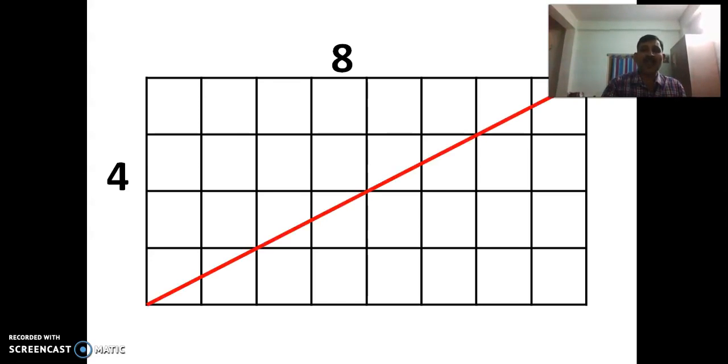So this diagonal line, if you observe, it passes through the corners of only a few squares. How many such points are there? You count. You can see 1, 2, 3. There are 3 such points. So just simply add 1 to it.